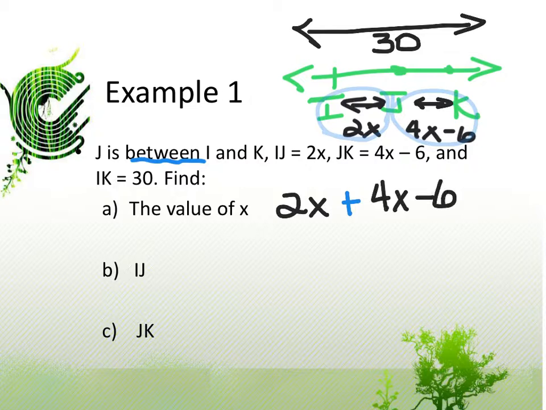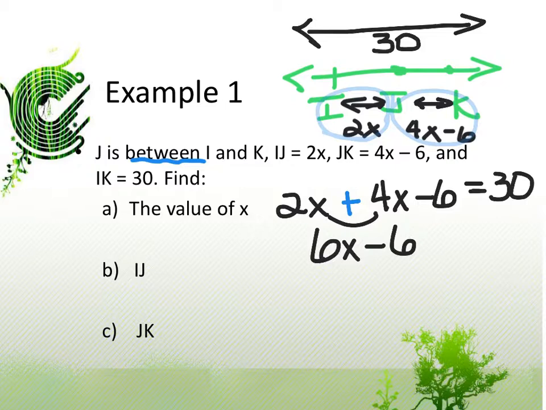And we know the total segment is 30. Now I have to begin my algebra of combining like terms. So what can I group together? 2x and 4x. And what do you get? 6x. Okay, so I get 6x minus 6, because I've grouped these two, equals 30.